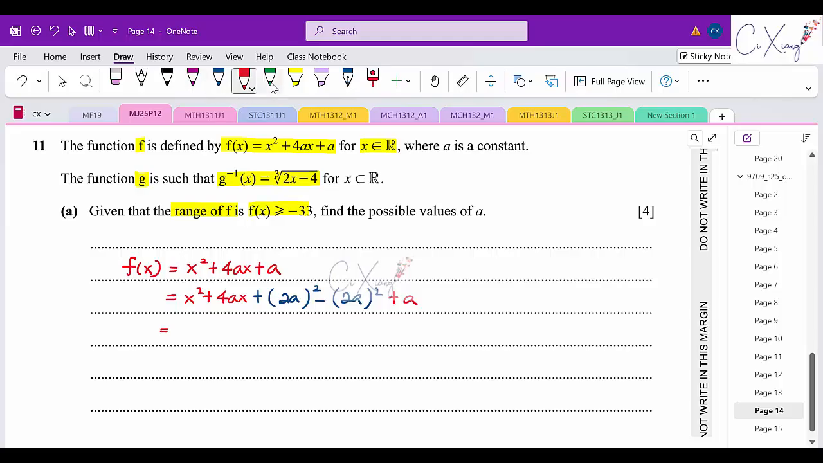Then to make it a completed square form, you need to make the first 3 terms into a big bracket with x plus 2a inside and the square outside. Then minus 2a squared, you will be having 4a squared, then plus 8. Okay, so when you have been given that the range of f is y greater than or equal to negative 33, what does it mean? Basically, this means that the minimum value is negative 33.